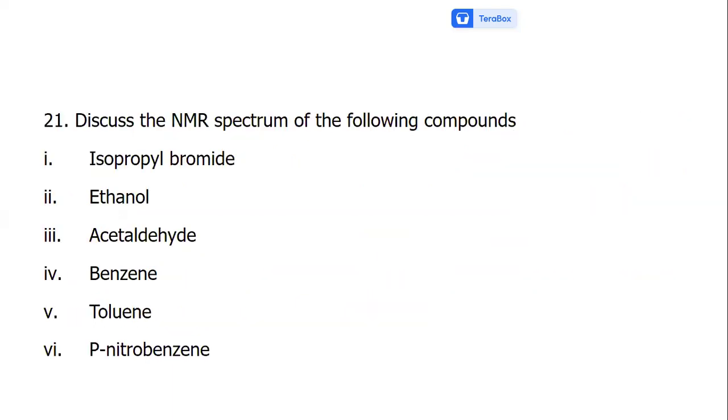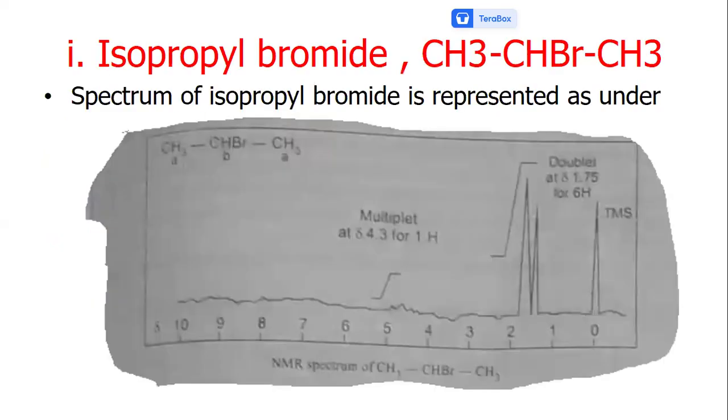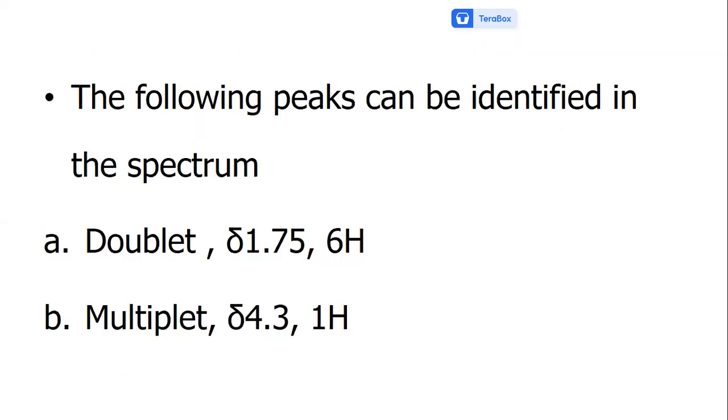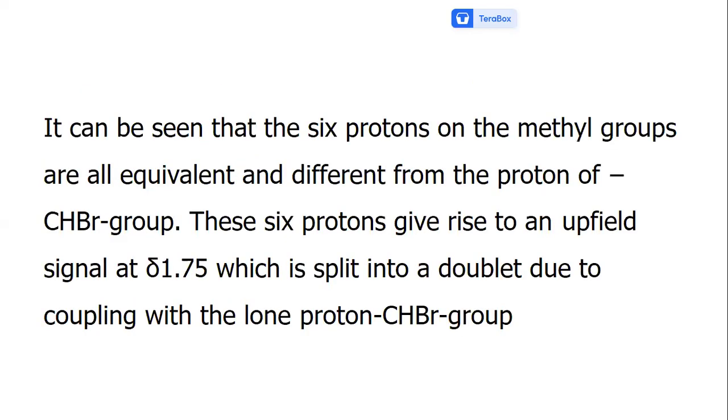Discuss the NMR spectrum of the following compounds: isopropyl bromide, ethanol, acetaldehyde, benzene, toluene, paranitrotoluene. Isopropyl bromide is CH3CHBrCH3. The spectrum of isopropyl bromide is represented under: doublet and multiplet. The following peaks can be identified in the spectrum: doublet, 1.75, 6 hydrogen, multiplet, delta 4.3, 1 hydrogen. It can be seen that the 6 protons on the methyl groups are all equivalent and different from the proton of the CHBr group.